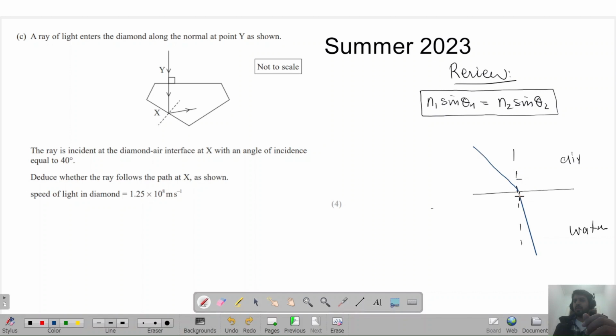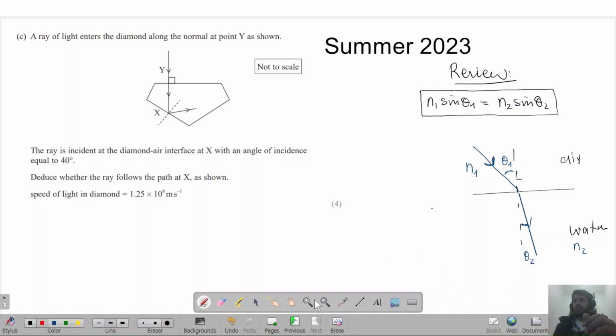Second, our diagram is correct because water is more dense, so the light bends towards the normal. This will be called theta 1, and the refractive index of the first medium will be called n1, and the refractive index of the second medium will be called n2, and the angle of refraction will be called theta 2. And we called it 1 because the incident ray of light is in the first medium and the refracted ray is in the second medium.